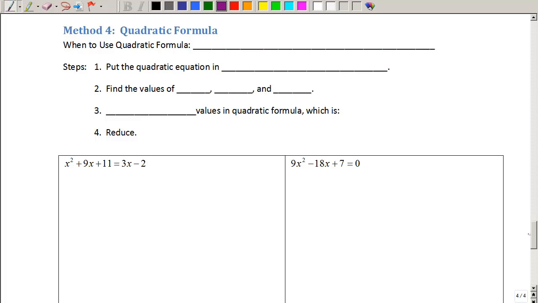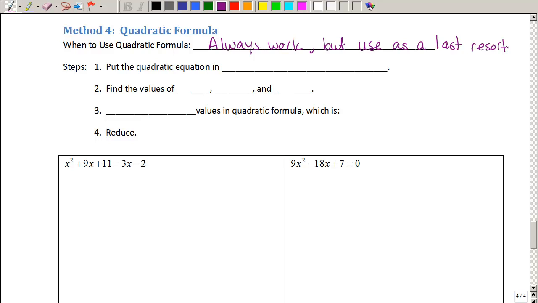Our last method is quadratic formula. I want you to know that the quadratic formula will always work, similar to completing the square, but I only use this as a last resort. I always try factoring first. If I can use square root method, I'll do that. Next, if a is 1 and b is even, then I'll try completing the square. But if it is not convenient to use any of the other 3 methods, I know I can use quadratic formula.